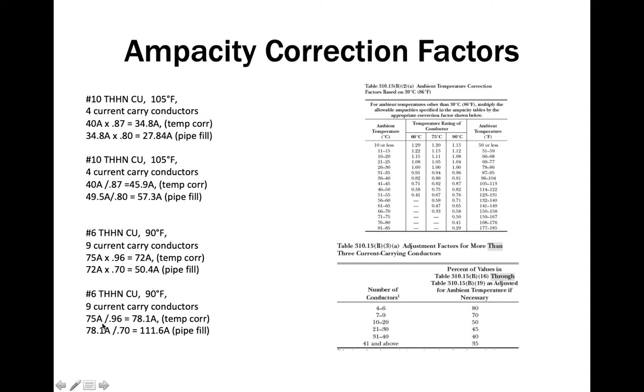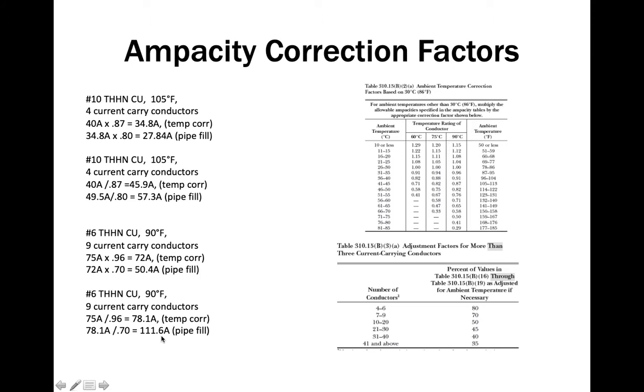Here's my 75 amps. My temperature correction factor is 0.96. I divide 75 by 0.96, and that upsizes my needs to 78.1 amps. I take my 78.1 amps and divide that by my 70% for pipe fill, 9 conductors in a pipe. I divide by 0.7 and I get 111.6 amps.